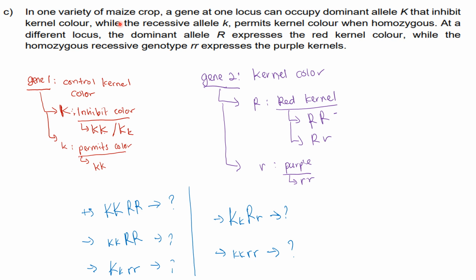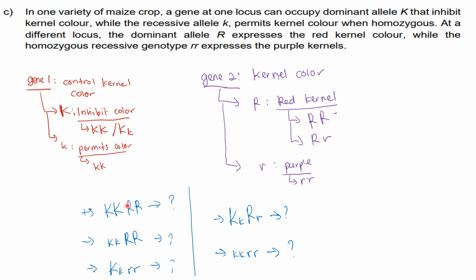When the question gives you so much information, you have to extract all the information so that it is easier to understand the question. So let us test our understanding. If the genotype is capital K, capital R, where both genes are in the homozygous dominant condition, what is the phenotype of the offspring? This produces offspring that has what?